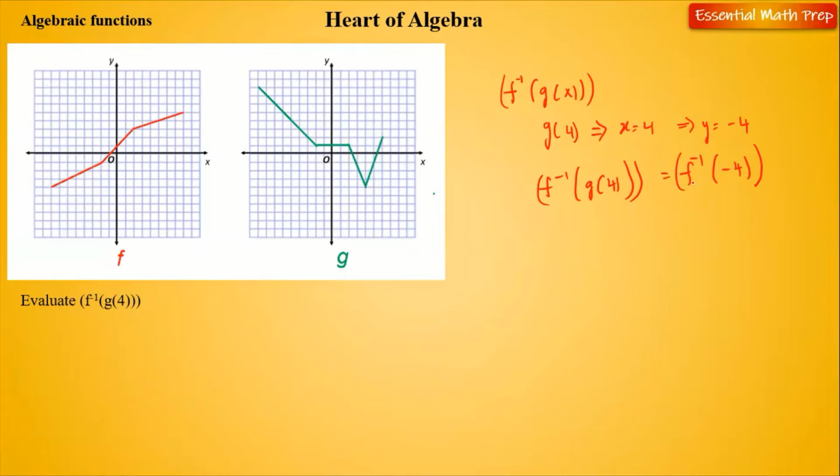When we have the inverse of -4, instead of us going 1, 2, 3, 4 in the x direction, now we have to go -1, 2, 3, 4 in the y direction. 1, 2, 3, 4, and you draw a line across. This is y equals -4. That means x equals -8. So in other words, f inverse of g of 4 is -8.